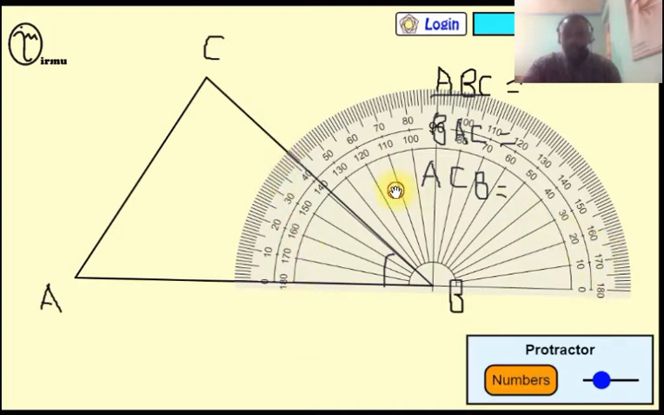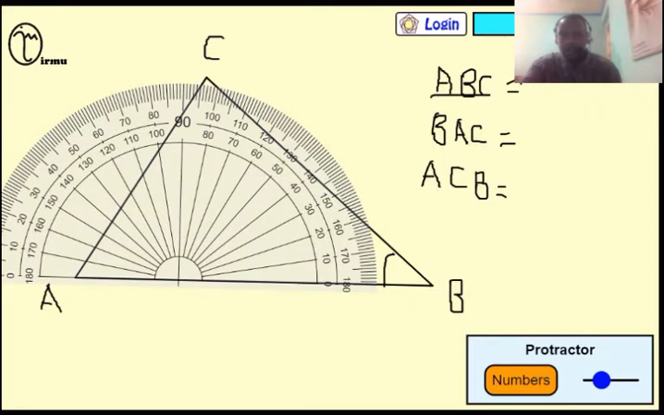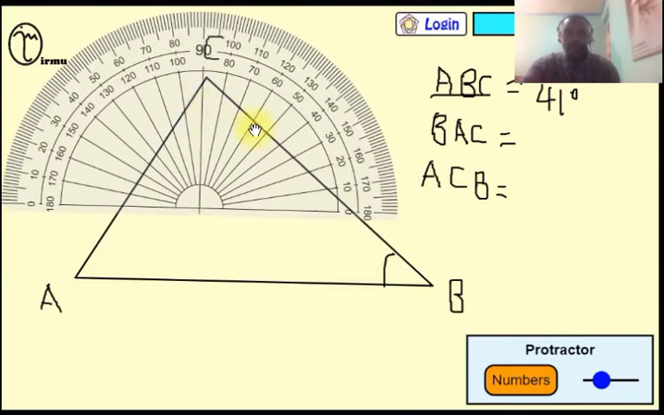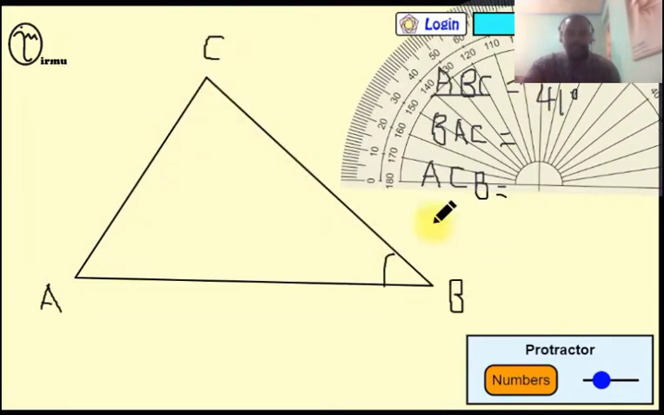Now after we measure that one, I can record here it's 41, and then we write degrees. We are now supposed to measure angle BSC. Are you able to identify BSC, my learner?